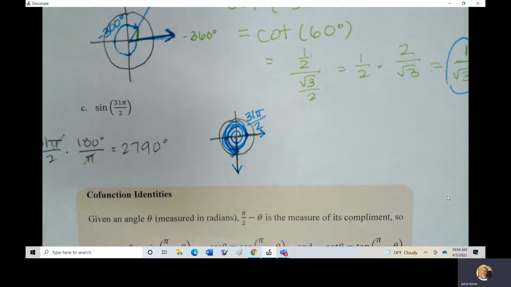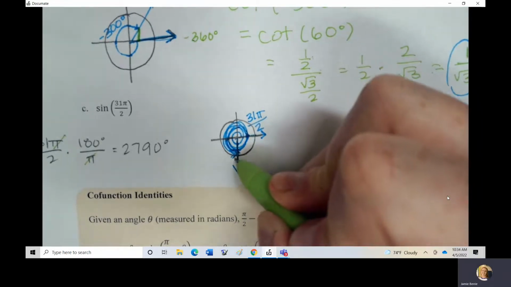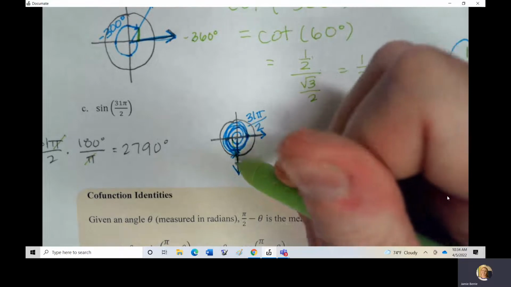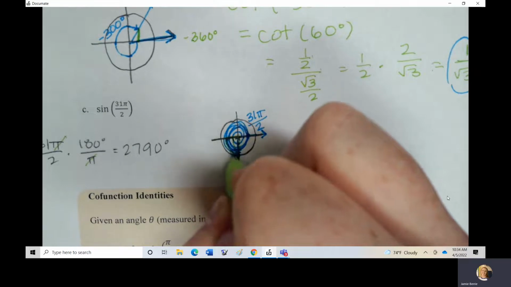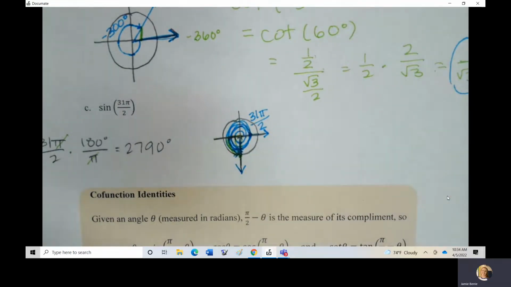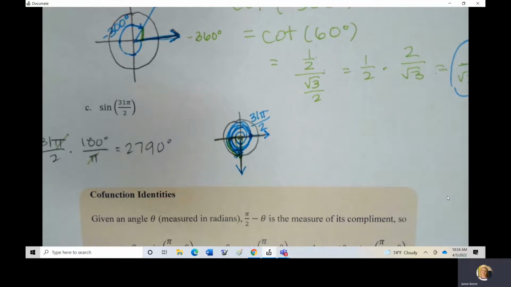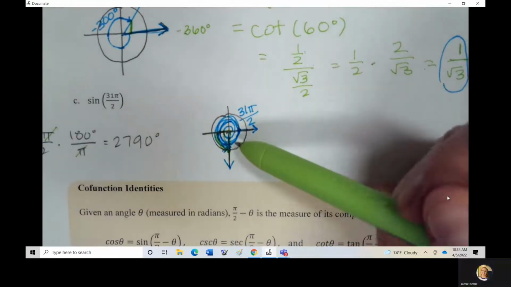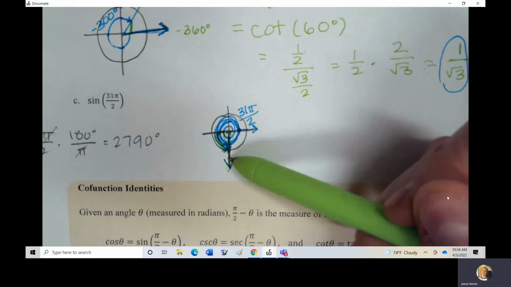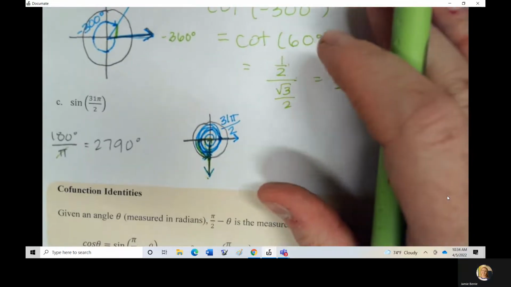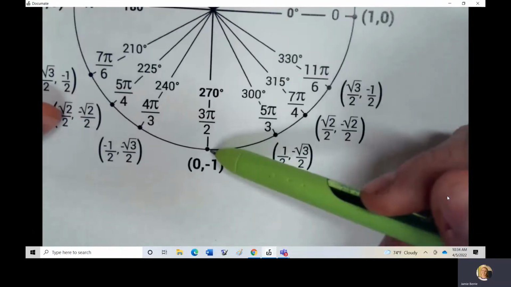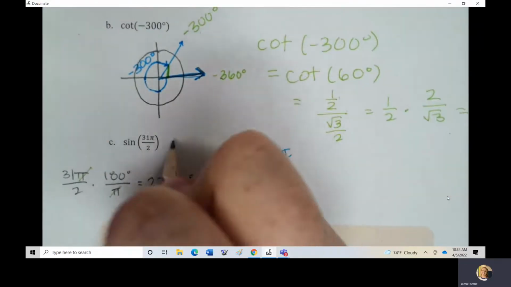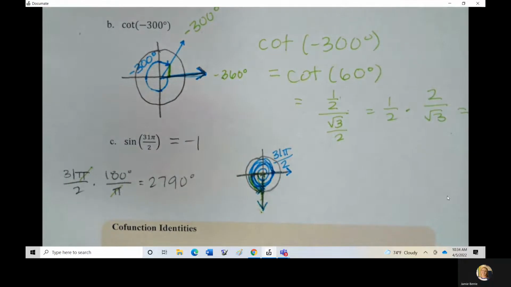All right, so if we drew a line straight from here to the x-axis, what's the distance between here and the x-axis? That would be 90 degrees. But we know that we're down here. Sine at that position, that's the y value, so that's -1. So that's -1.